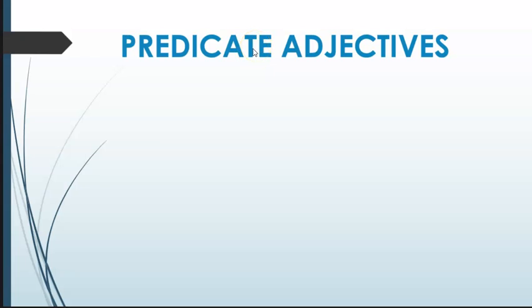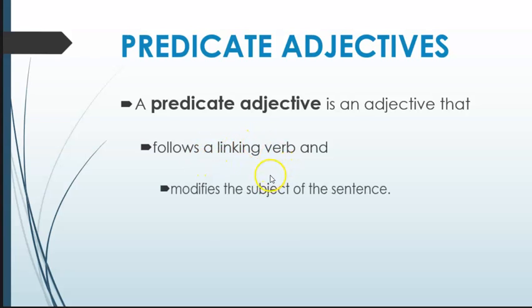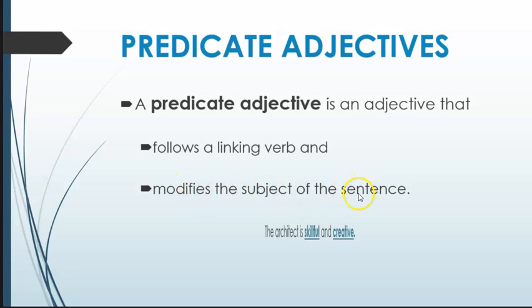Predicate adjectives are different. So in the previous example, the adjectives immediately followed the noun. They were set off by commas and they were before the verb. Predicate adjectives will be an adjective that actually follows the verb. So the verb will come in the sentence before the predicate adjective, and it will be a linking verb. And the arrow will go left and will modify the subject of the sentence.